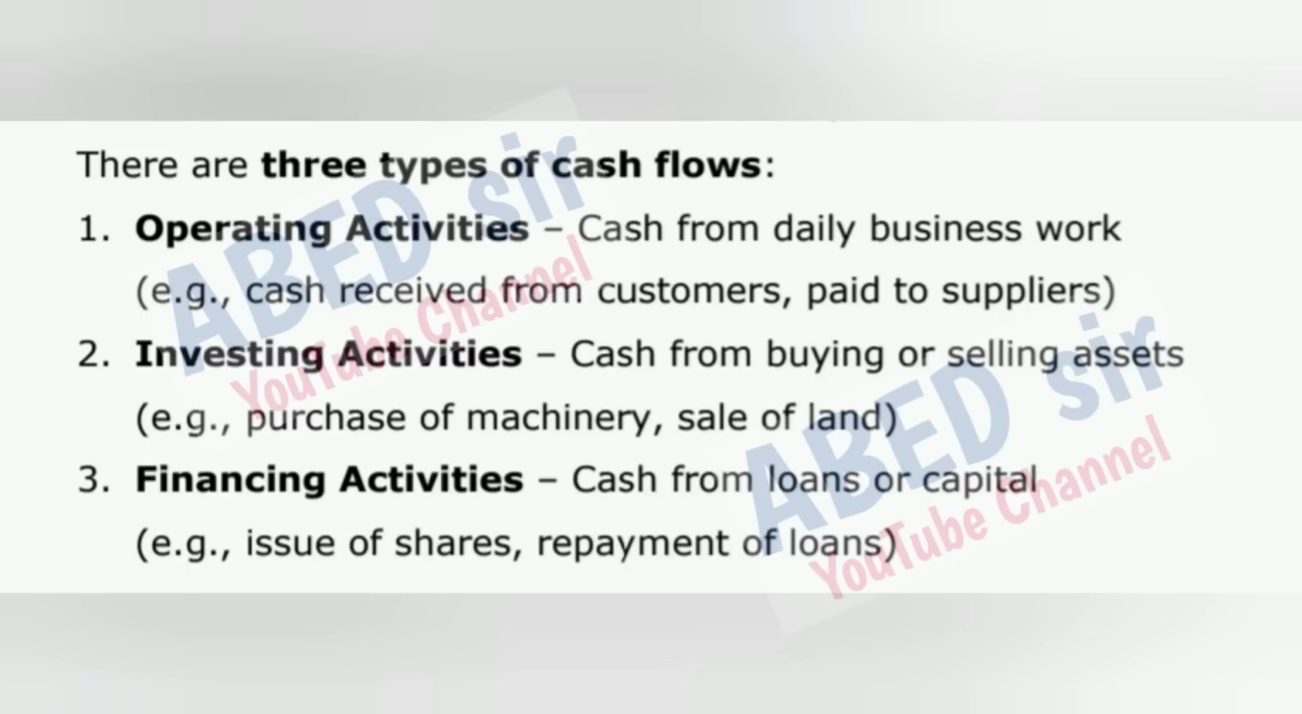1. Operating activities, cash from daily business work. Example, cash received from customers, paid to suppliers. 2. Investing activities, cash from buying or selling assets. Example, purchase of machinery, sale of land. 3. Financing activities, cash from loans or capital. Example, issue of shares, repayment of loans.